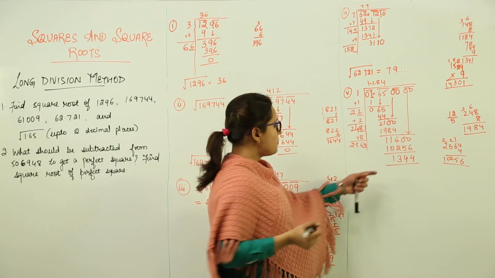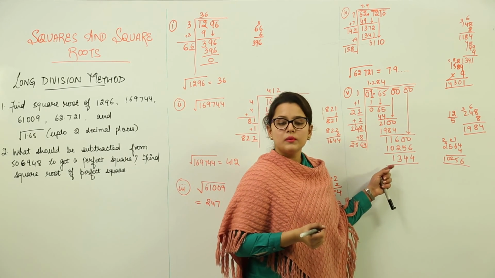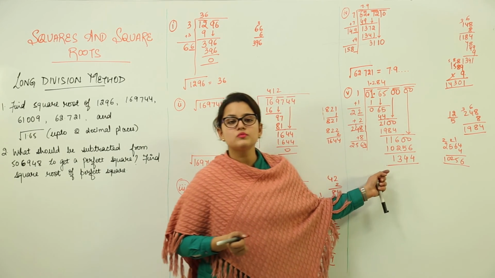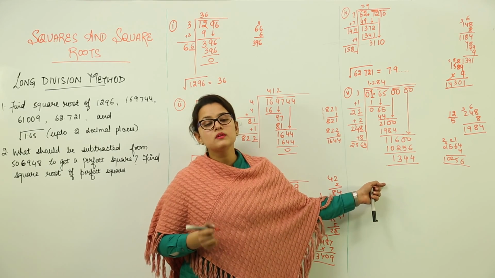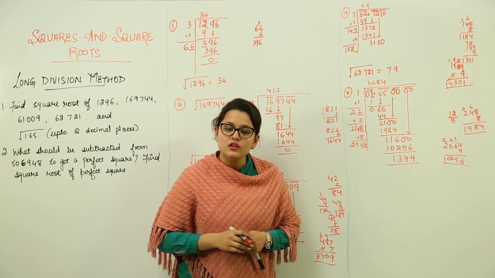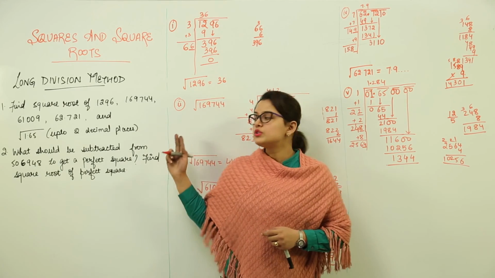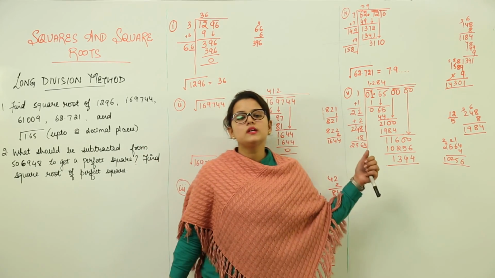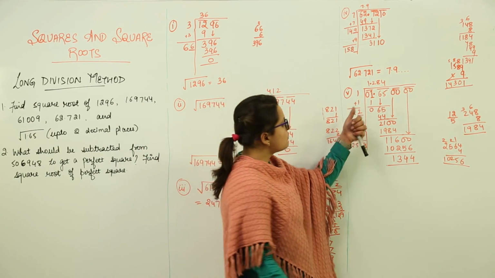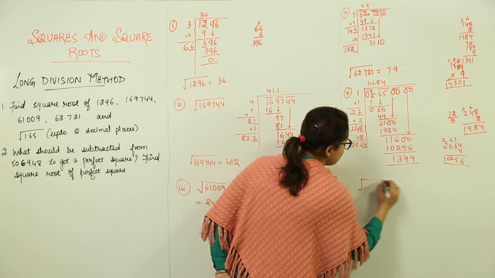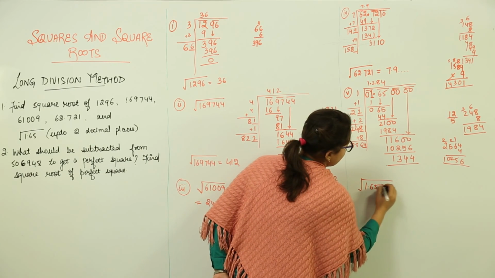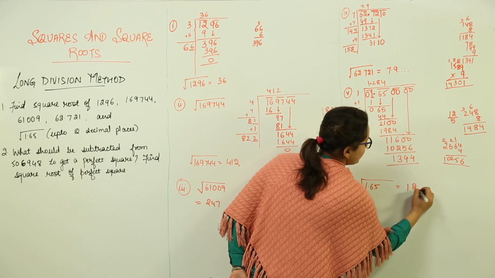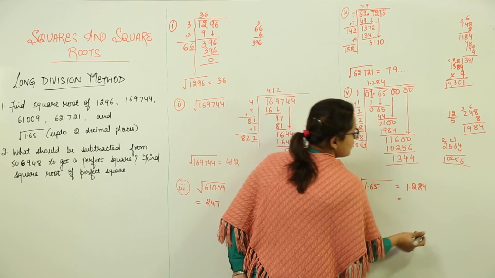Here we are stopping. Why? Still the answer is not terminating here. The remainder is not coming out to be 0. But why are we stopping? Because the question has asked us to write the answer up to 2 decimal places only. So we can take the answer up to 3 decimal places. We have already taken. So I can write the square root of 1.65 to be equal to 1.284.